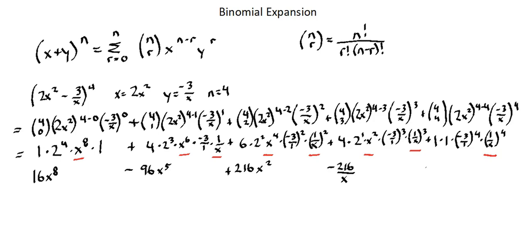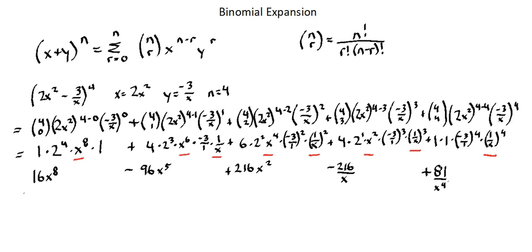And our fifth and final term, the coefficients are 1, 1, and negative 3 to the power of 4. So we'll have a positive term, 1 times 1 times 81. And we only have one variable term, 1 over x to the power of 4, which is x to the power of negative 4, or, as it's given, 1 over x to the power of 4, we can show as 81 over x to the power of 4.